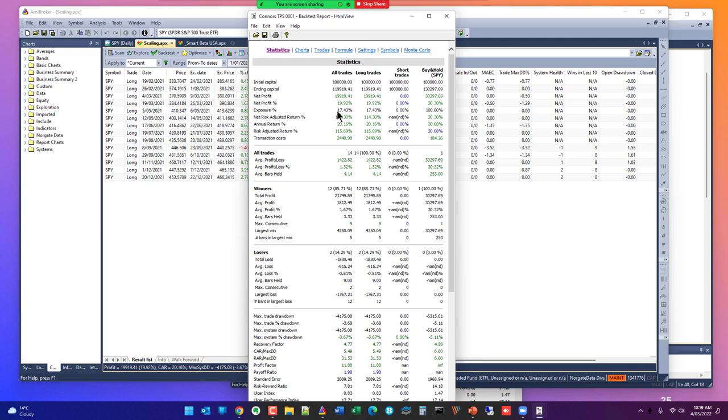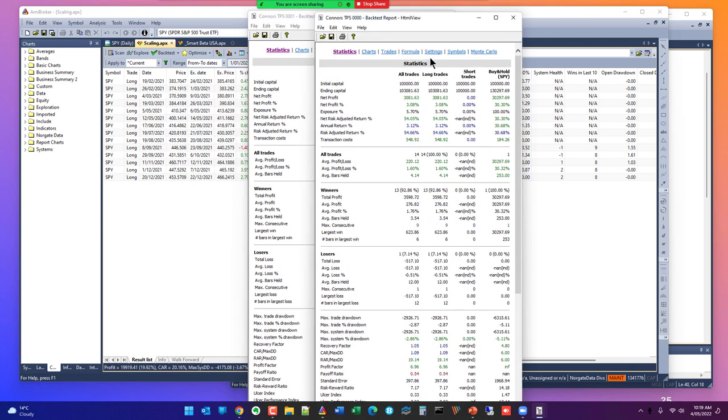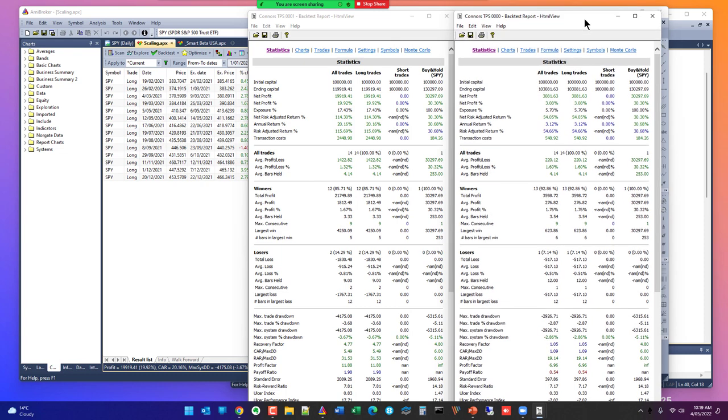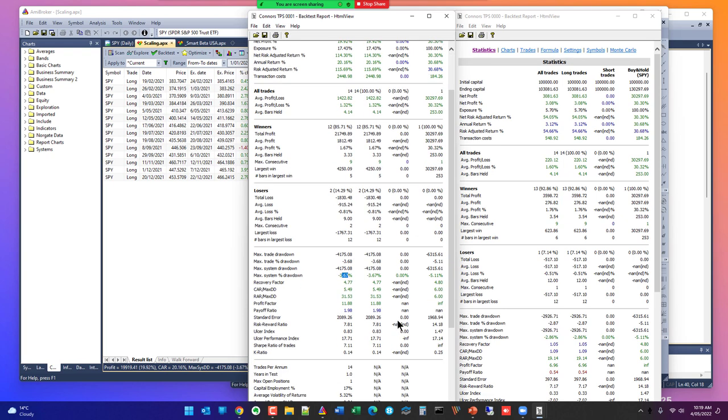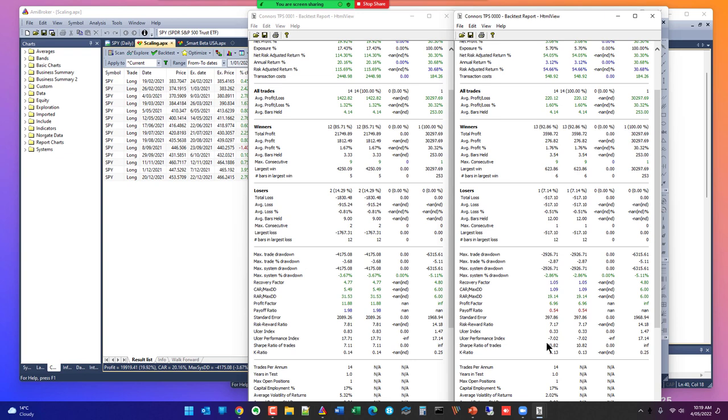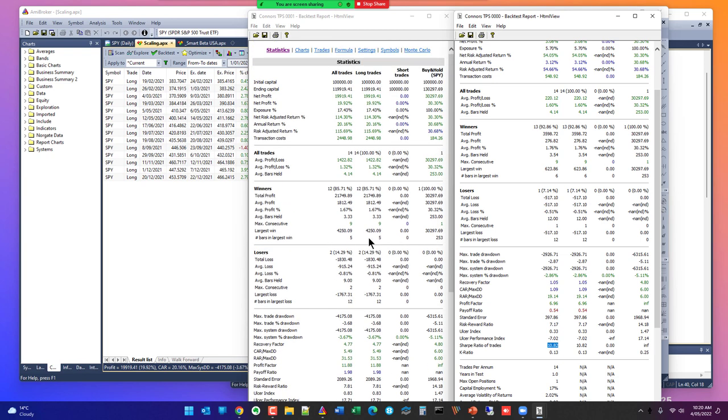So you can see the main difference is our exposure. It's now 17, so it's three times as much. Our annual return is, let's call it, seven times. Not really much change to the win rate, and not much change to the drawdown. Our Sharpe ratio has reduced. It's only 7 instead of 10 now. But you can see far better results in terms of the profitability anyway.